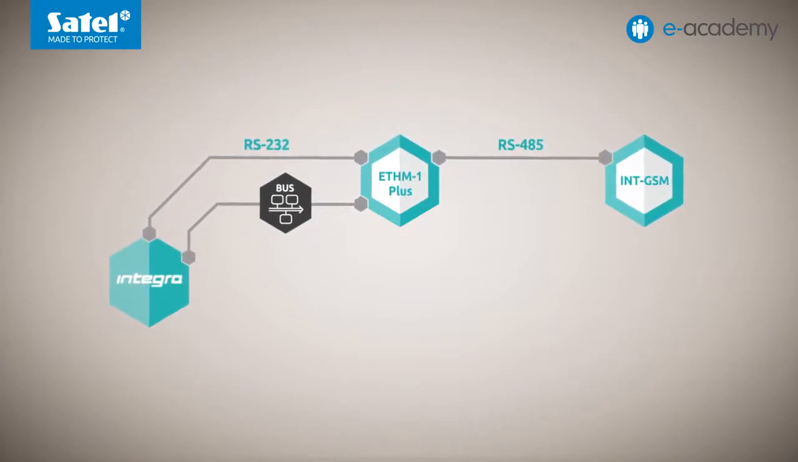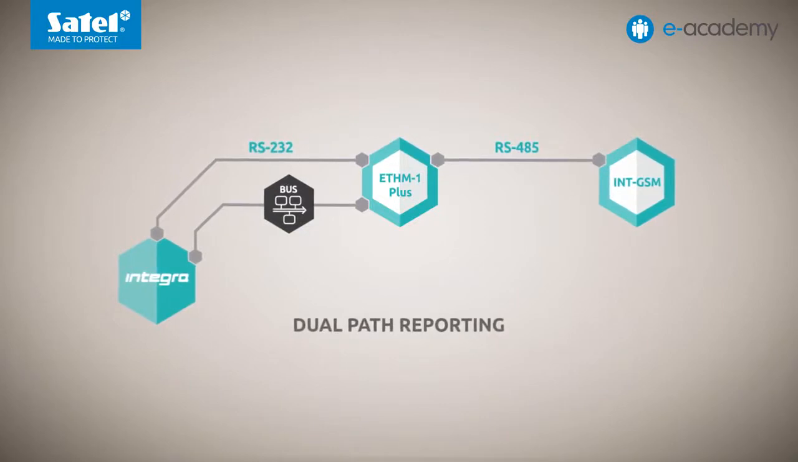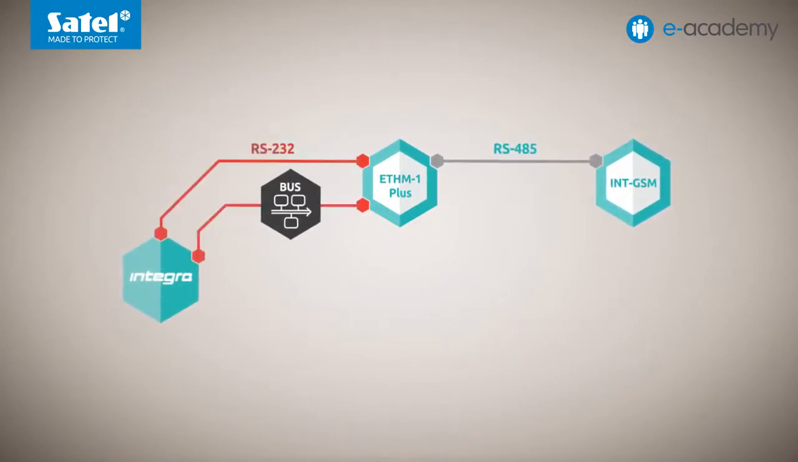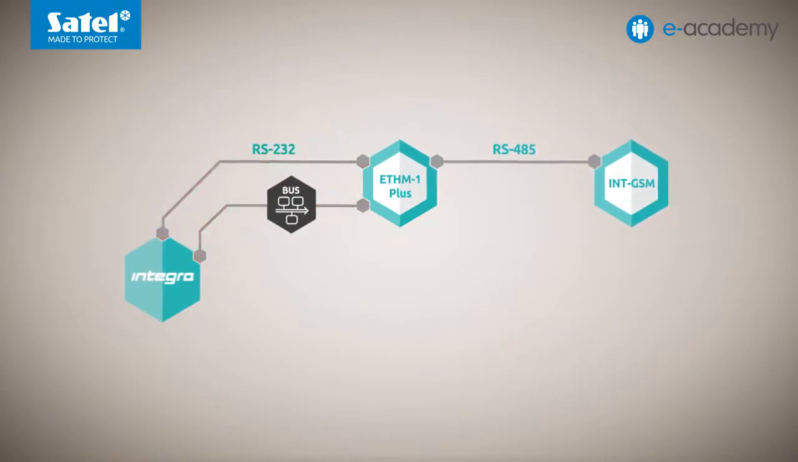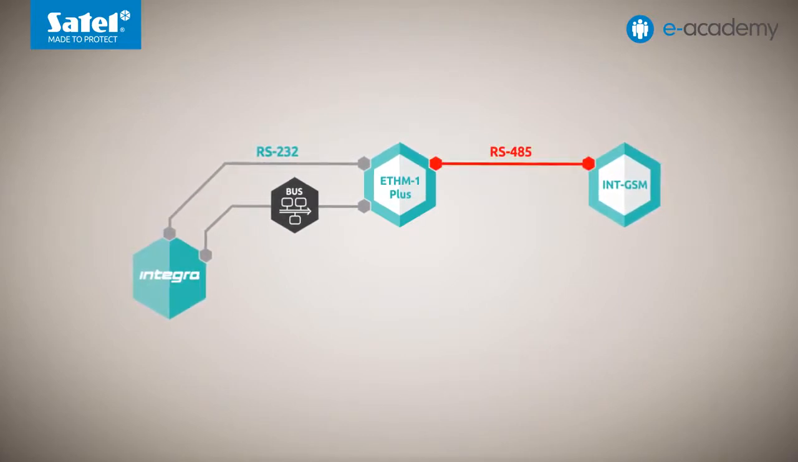GPRS is then used as a backup transmission path. In addition, it enables you to make use of the so-called dual path reporting. If this is the case, only the Ethernet module is connected to the keypad bus and the RS232 port of the Intruder control panel. The communication modules are connected to each other via the RS485 port.